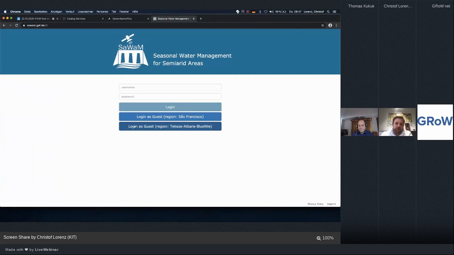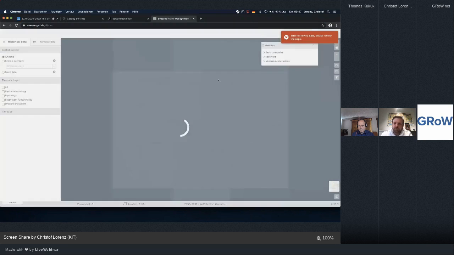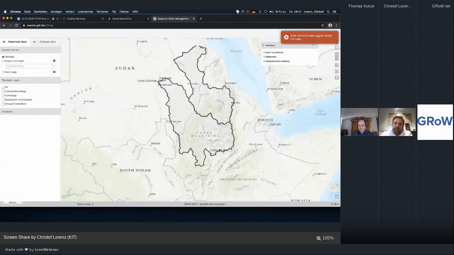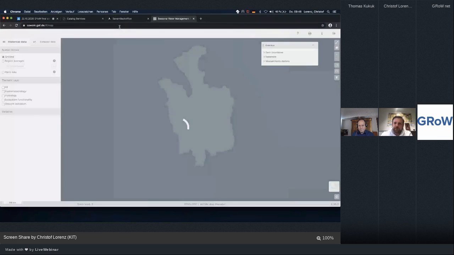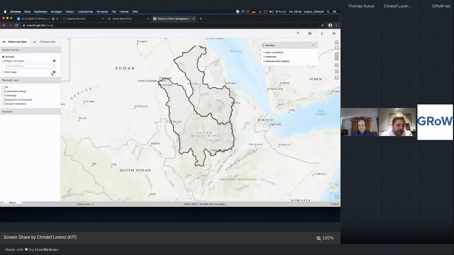So I reload the page. I log in as a guest user for the Sudan and Ethiopia domain. You can see sometimes it still shows some bugs because, yeah, it's still under development. Now I click on region averages, catchment areas. This is what we want. Now we see here the Blue Nile Basin. I think we have to reload it once more. This is always the problem with live demonstrations.